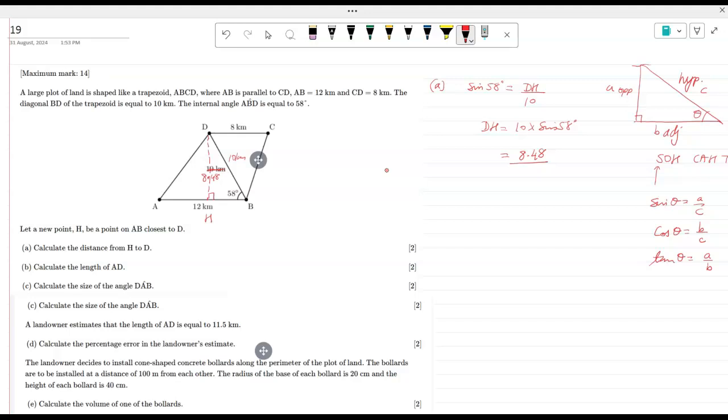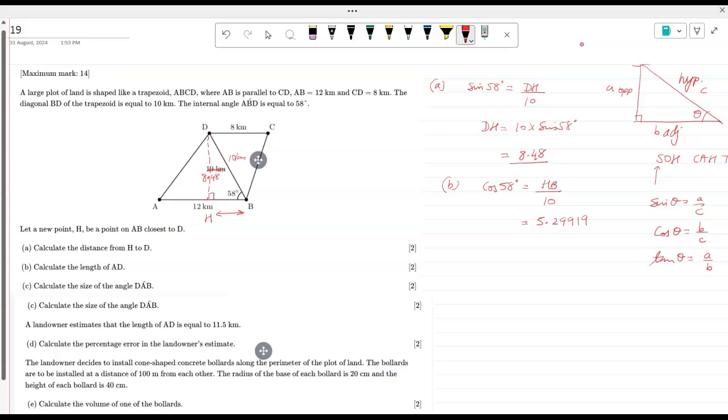Can you find out HB? Can you use cos? You can find out HB. What will cos 58 be? Cos 58 is equal to HB upon 10. Correct? Because cos of this angle is adjacent side upon hypotenuse. So HB is 5.299919. Take more significant figures.